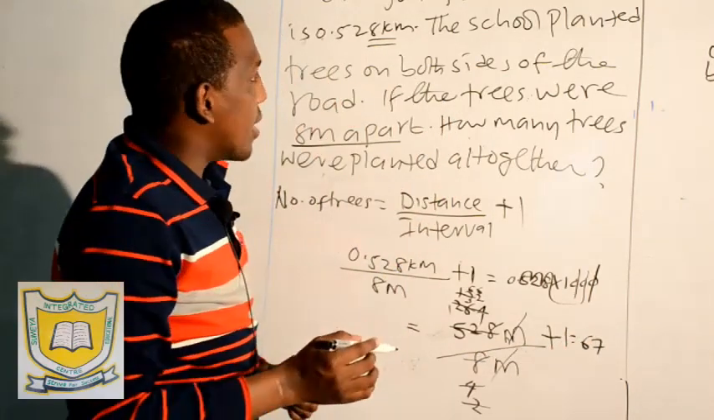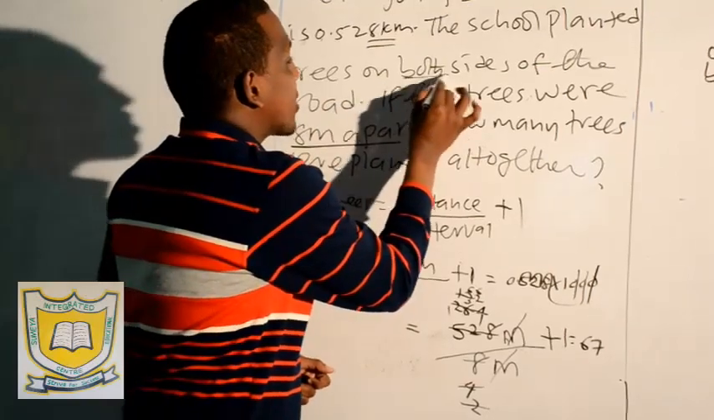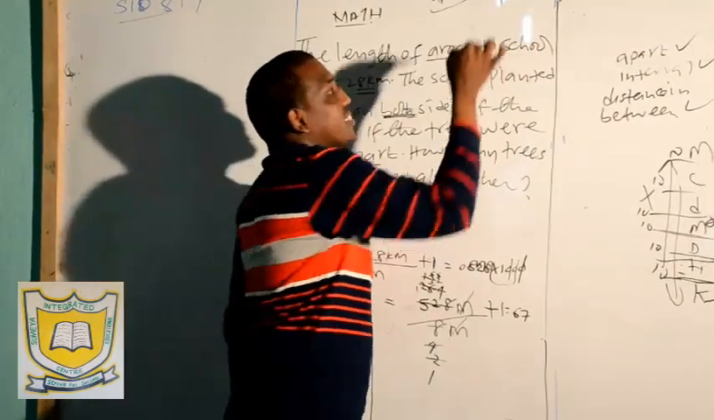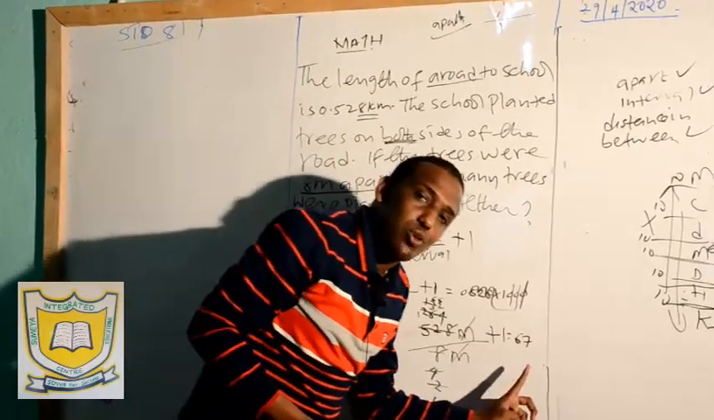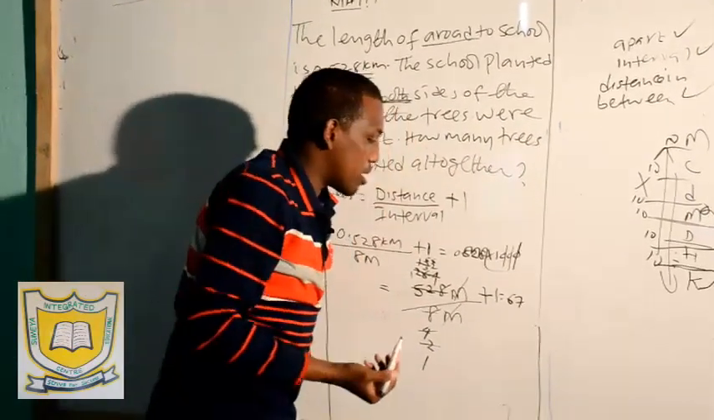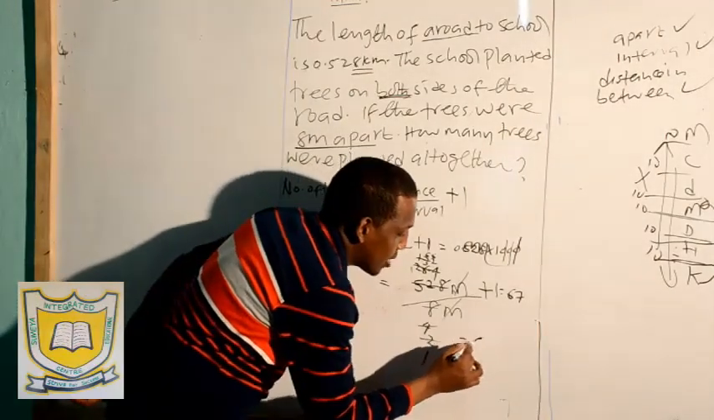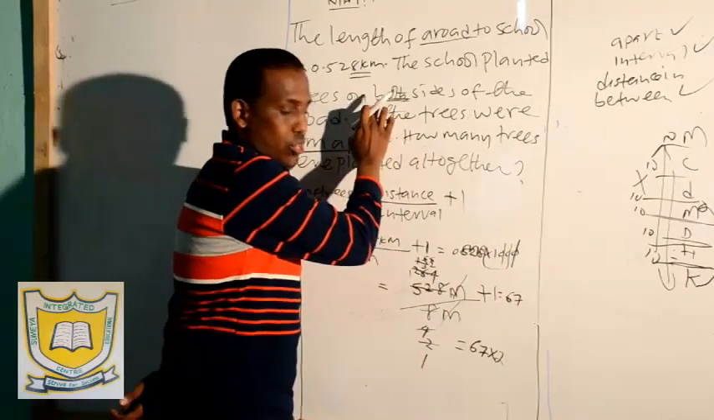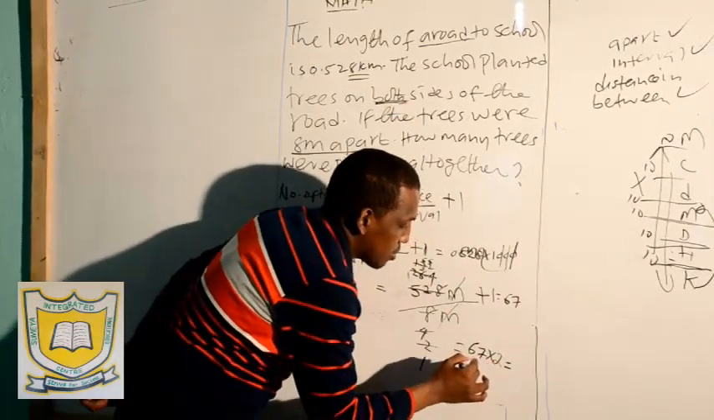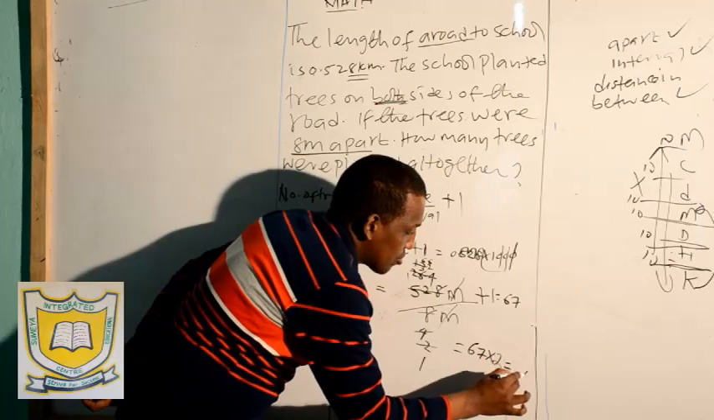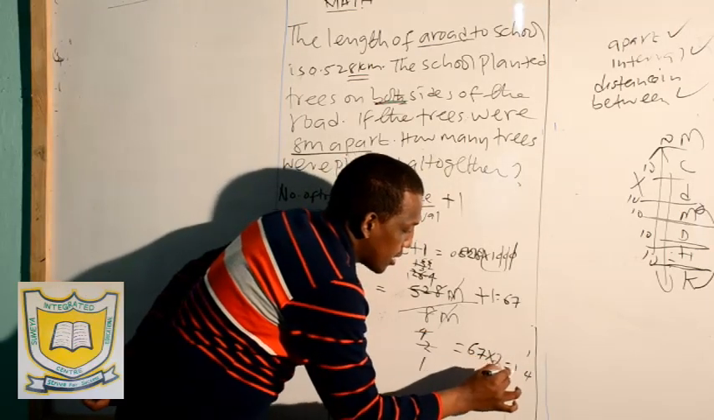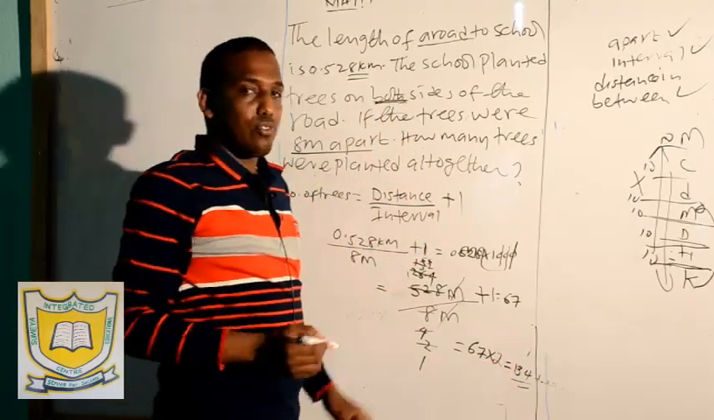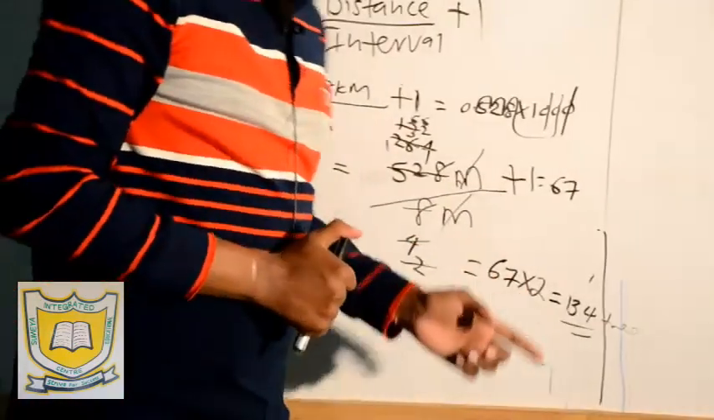But here there's a keyword the learners should know. They said on both sides of the road. The road is this way, this side and this side. So when they say both sides, we multiply by 2. 67 is one side, times 2 for both sides. The keyword they are testing is both. 67 times 2 is 134. We have 134 trees. That is how we solve that question.